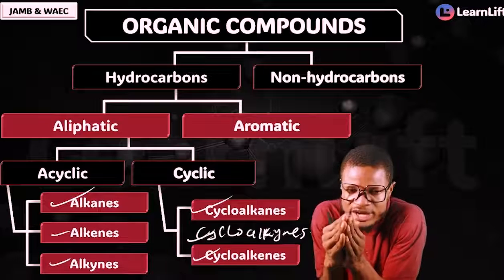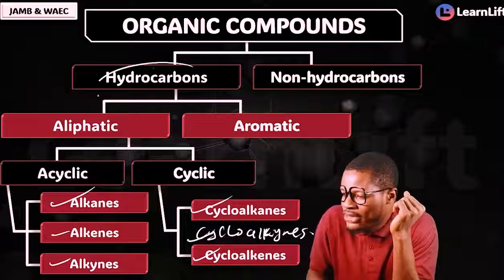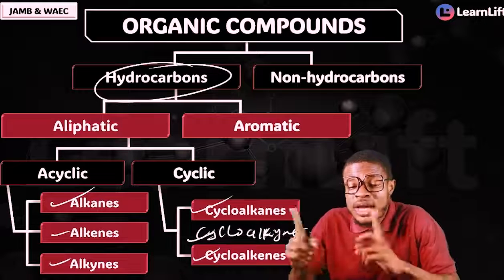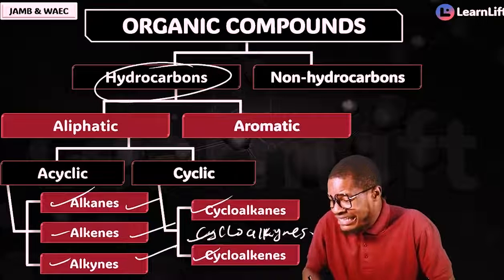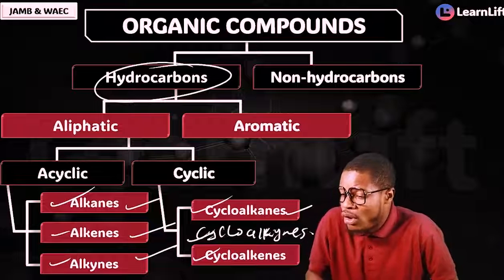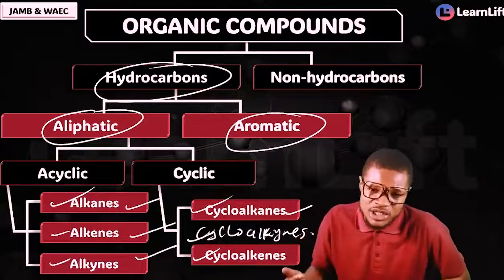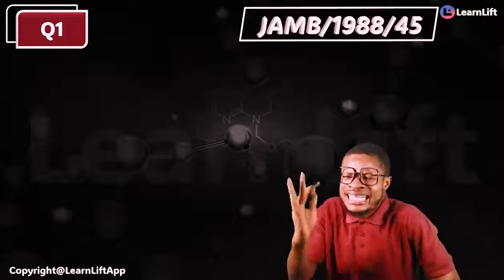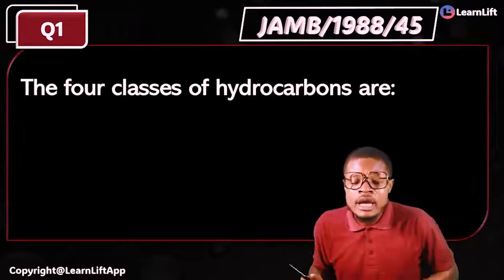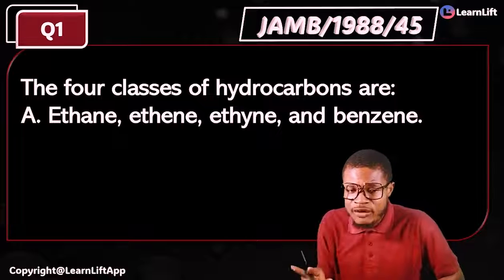Bro, I beg you, look at this very quickly with me. If they ask you that hydrocarbons are divided into 4, for example, you should list them. You should know that what you should be looking out for are things like your alkanes, alkenes, alkynes, cycloalkanes, all of them are under your aliphatic. And then you now have your aromatic, your benzene. Because of a past question, answer this question for me. JAMB 1988 question 45. If you fail it, I will not be happy with you. The question says the 4 classes of hydrocarbons are, what are the 4 of them? I gave you only 2, but they're asking for 4 here.